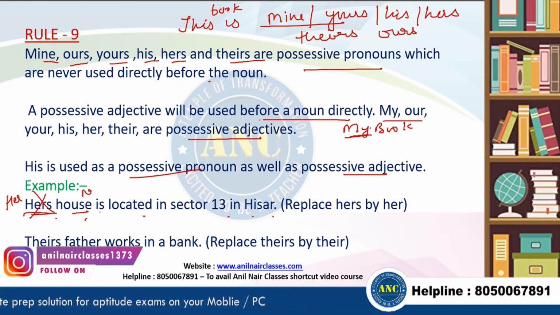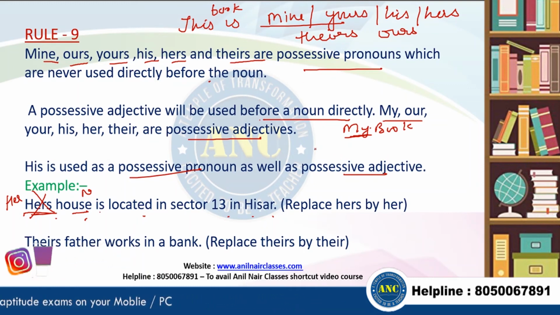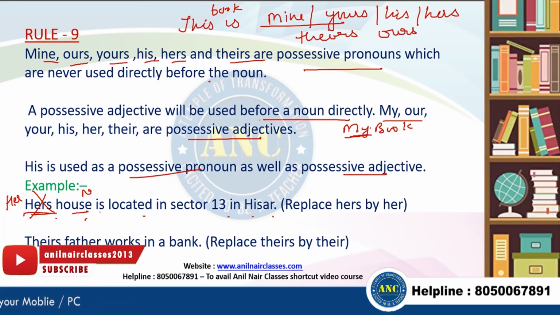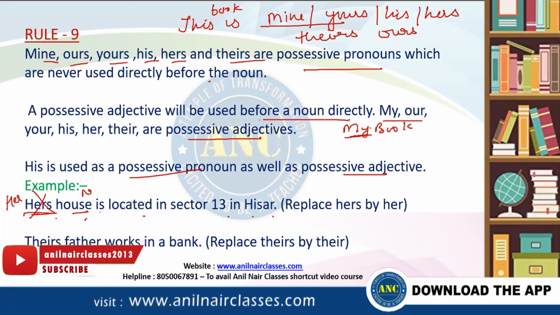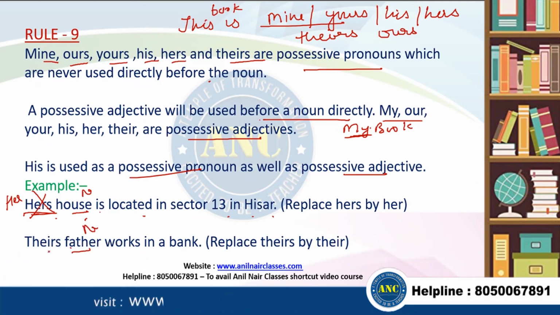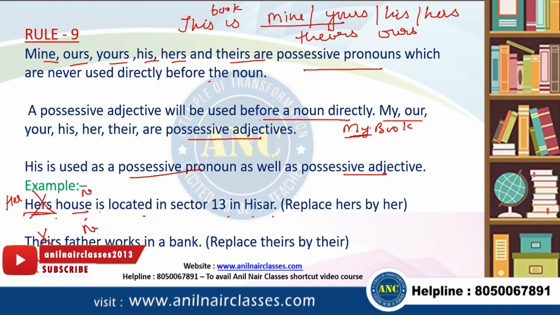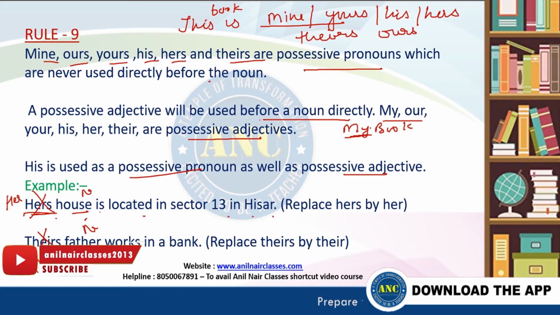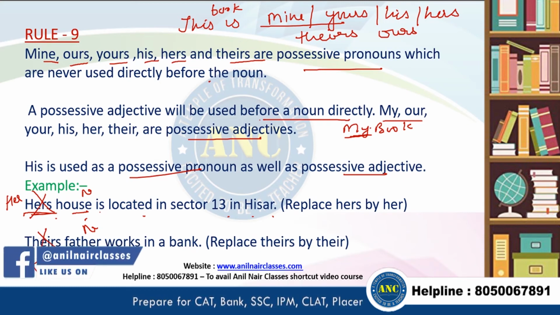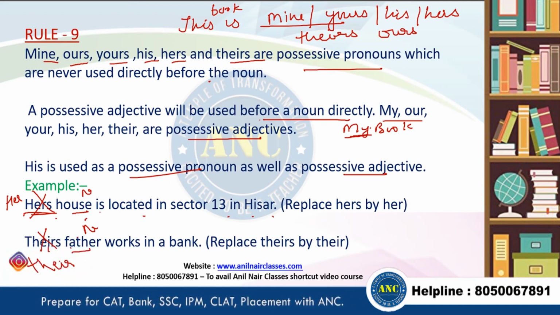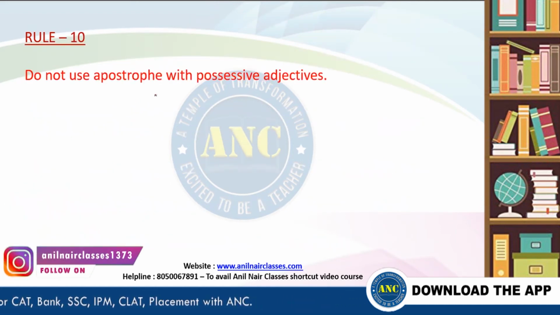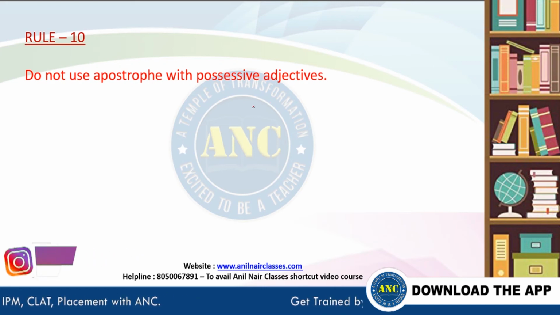So, her house. Here you see how beautifully we understood the concept: the her is a possessive pronoun, but it is functioning as a possessive adjective. Theirs father. Father is a noun. Before the father, if you are putting a possessive pronoun, it cannot be theirs. It has to be their. We need a possessive adjective over here. Their father works in bank. That is fine. We cannot say theirs because theirs will come after the verb. Clear? Do not use apostrophe with the possessive adjective.